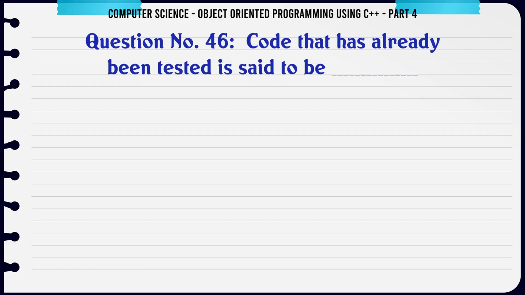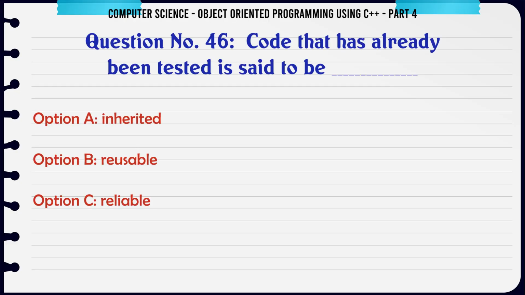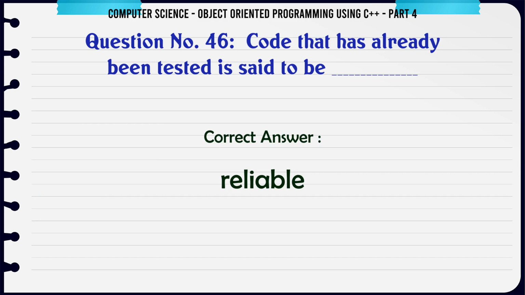Code that has already been tested is said to be A. Inherited, B. Reusable, C. Reliable, D. Polymorphic. The correct answer is reliable.